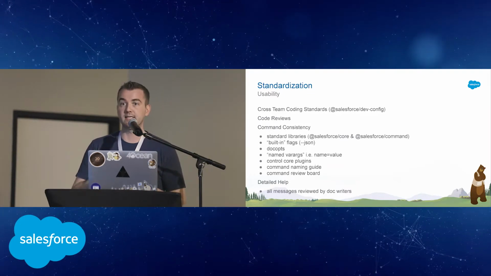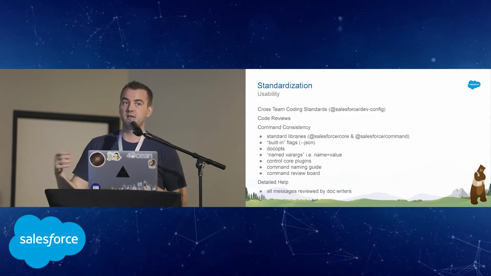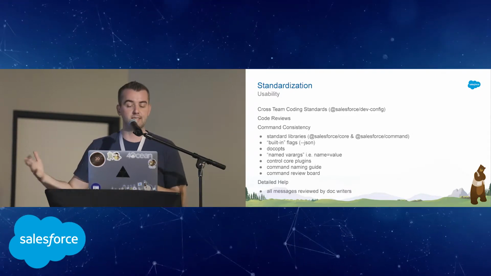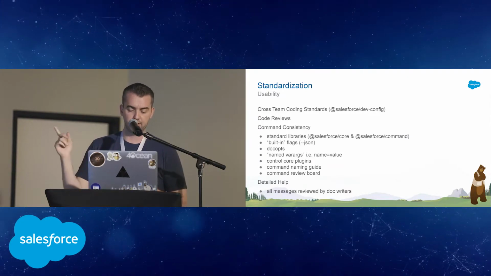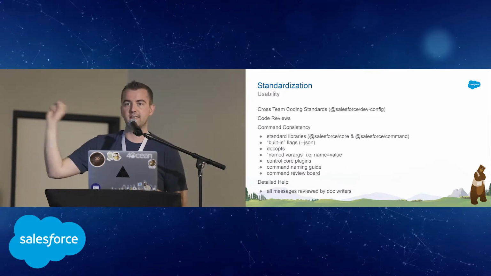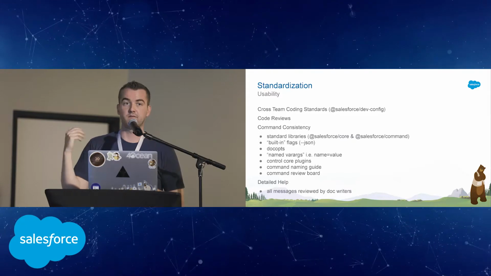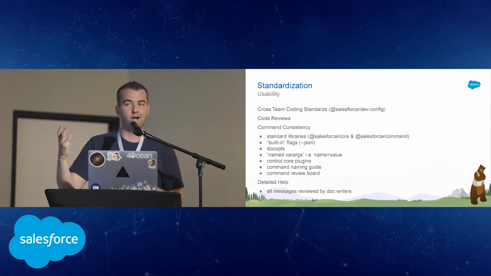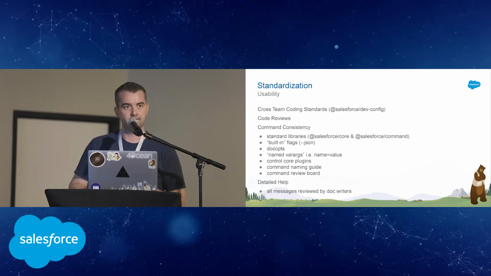So anytime you want to be signed or you want to be part of the core plugin list, it goes through a review board so that we can make sure everything is consistent across the entire CLI. Also, one thing I want to point out is that all of our help messages are extracted out into JSON files. This really helps our doc writers review all of our messages in a single file without having to go look at the code. And I'll talk about that a little bit too.